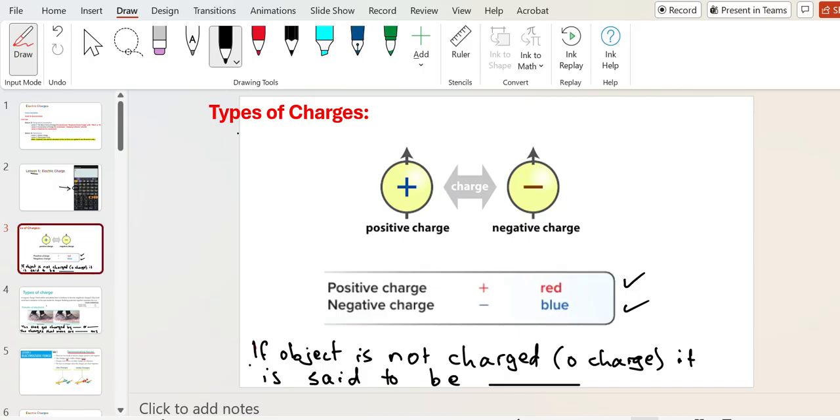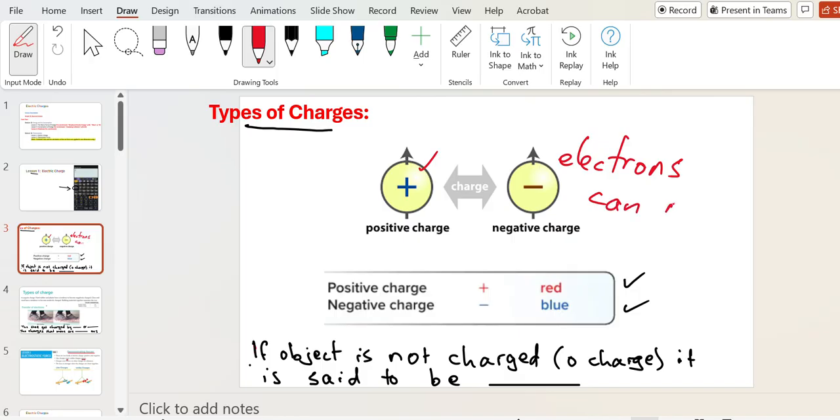Lesson 1, you need to know the types of charges. We said we have 2 types of charges. Positive charges, or the plus charges. And negative charges are the minus. They are negatively charged. These are electrons, and they are free to move. These ones can move. Okay? The positive charges are protons. They cannot move.